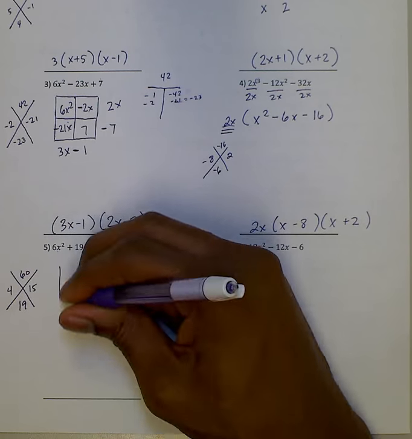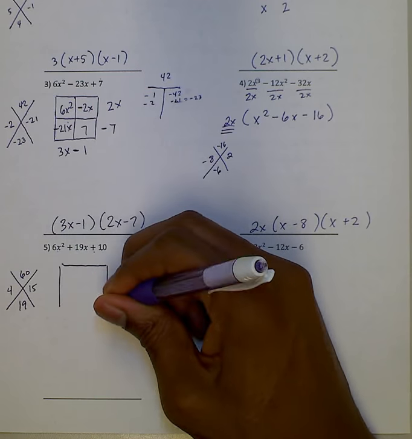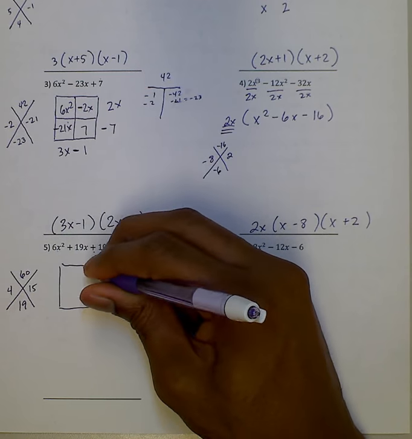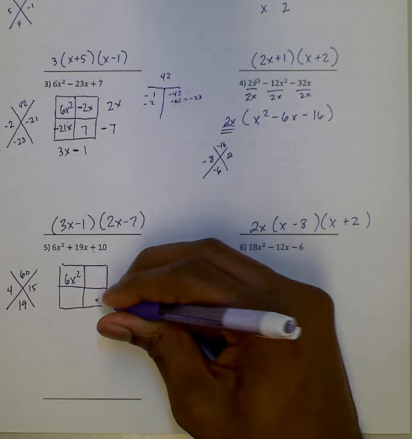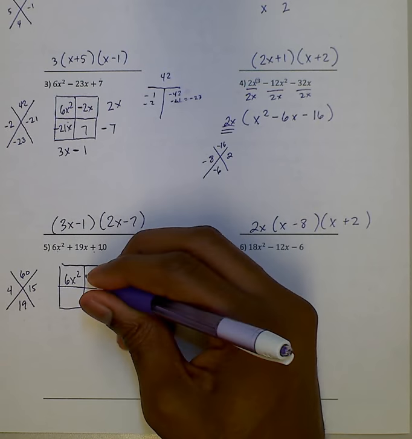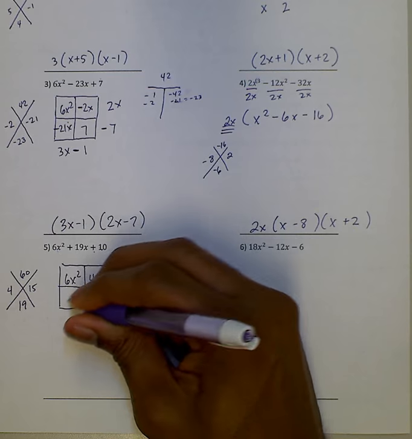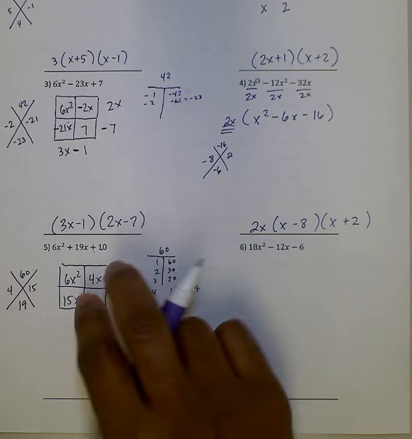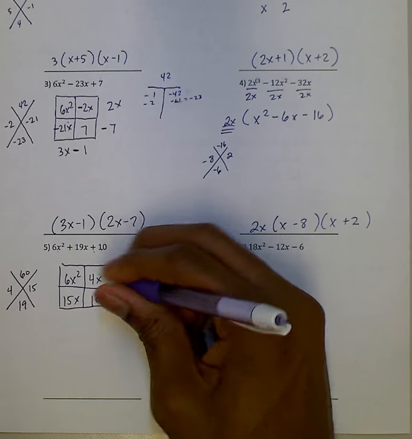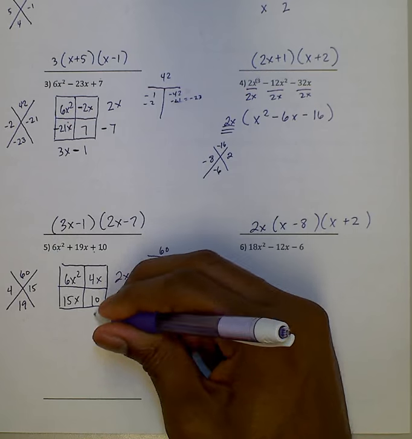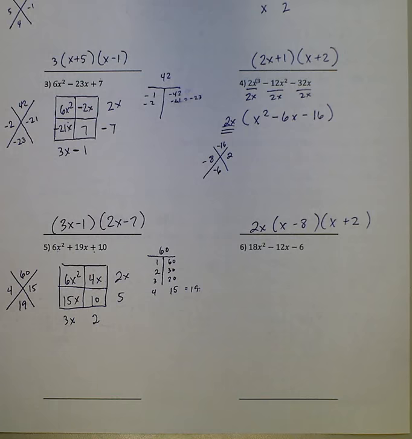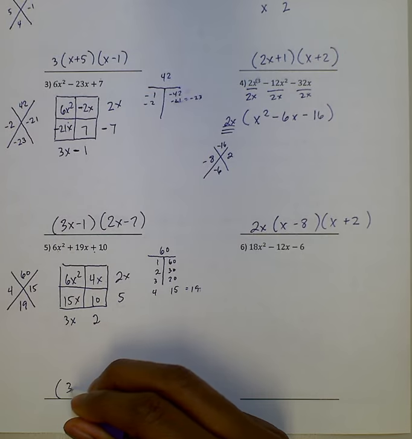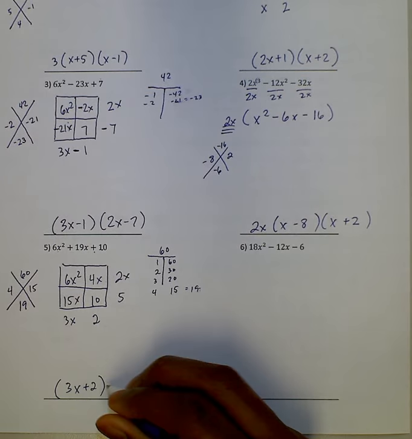So now in my box, first term, first box, last term, last box, and then I have 4x, 15x in the other two boxes. Really doesn't matter which order you put those in. I'll take out my GCF between all of these, 3x, and then there's my answer, 3x plus 2, 2x plus 5.